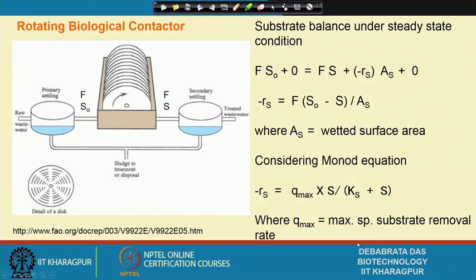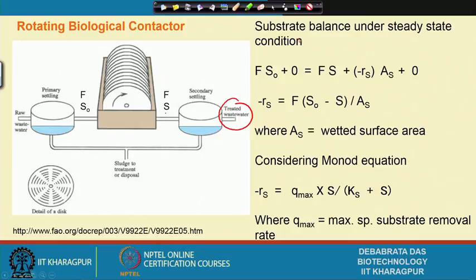Now, this process can be represented in another very simple way. This is the disc mounted on a particular shaft and immersed in a trough, and this is the primary settling tank. From the primary settling tank, the supernatant passes through this rotating biological contactor, and the reaction takes place, and S0 will be converted to S, and this is the secondary settling tank. Then this is the treated wastewater that we have.